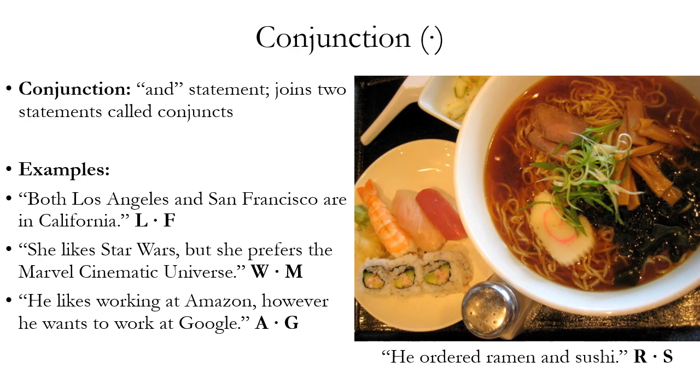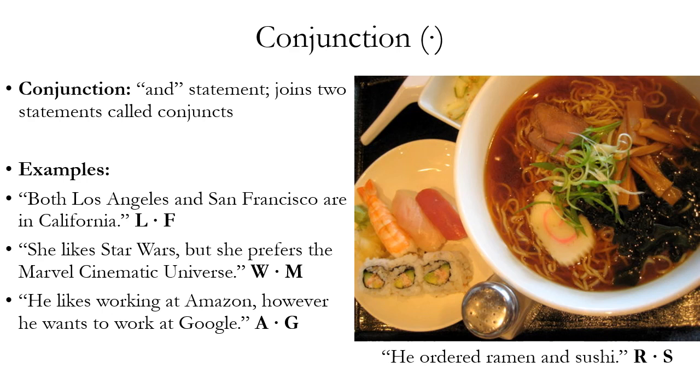He likes working at Amazon, however, he wants to work at Google. Similar to the last example, but in this case, the word however is expressing the logical idea of and, or conjunction. It's similar in usage to the English word but. It can express a conjunction where the second conjunct may add additional information or otherwise go against expectation.